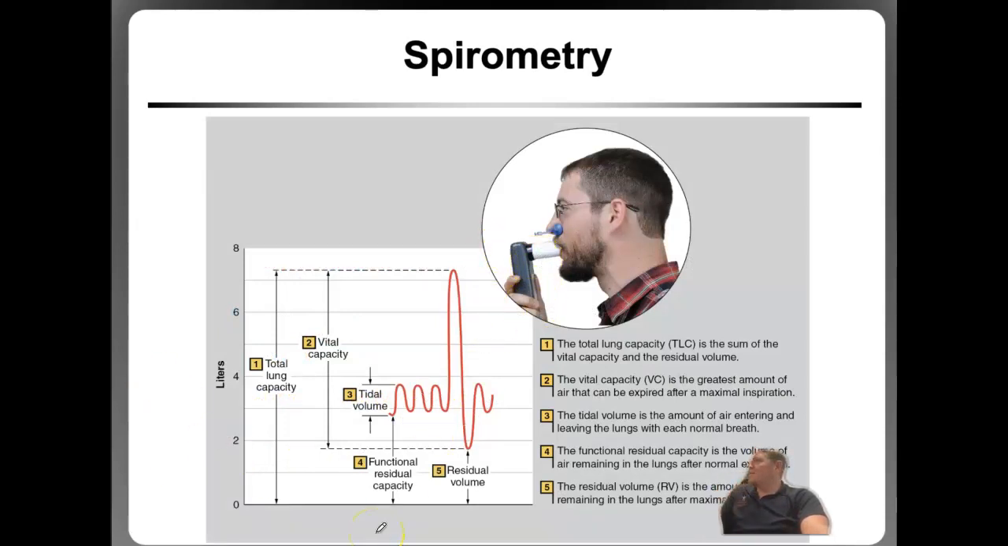Most of the time, if we did this here in class, I would just get one of these kind of handheld things, and you would just put your mouth on it and breathe in and out.